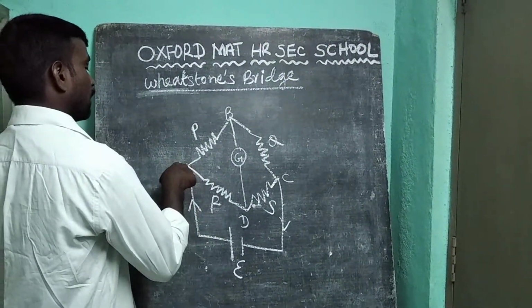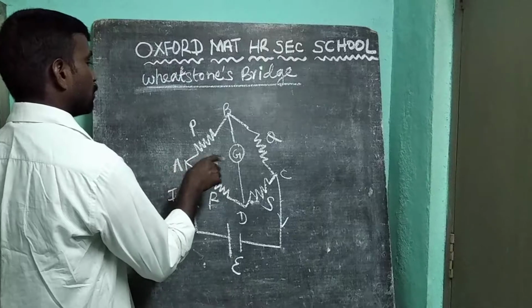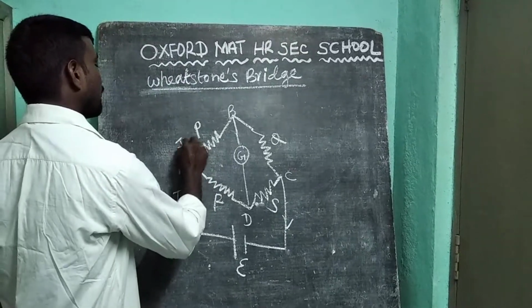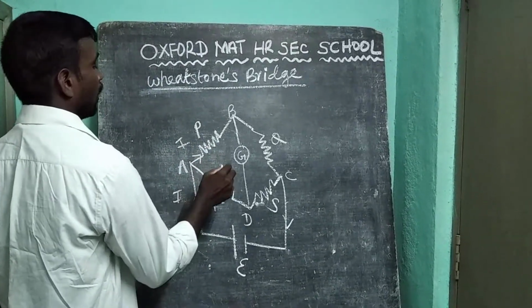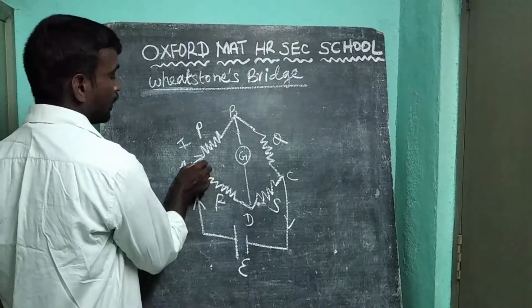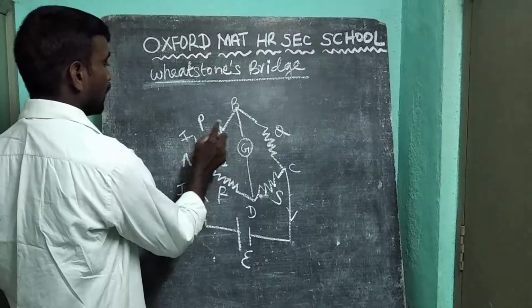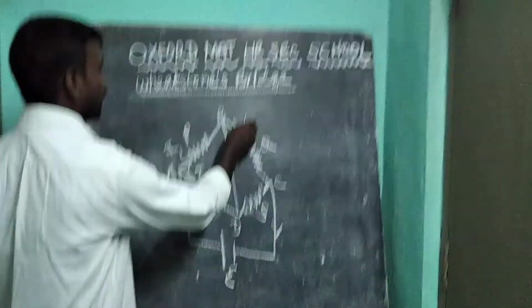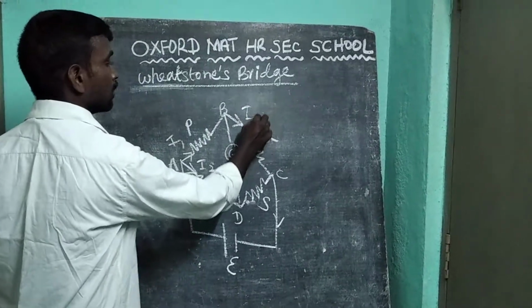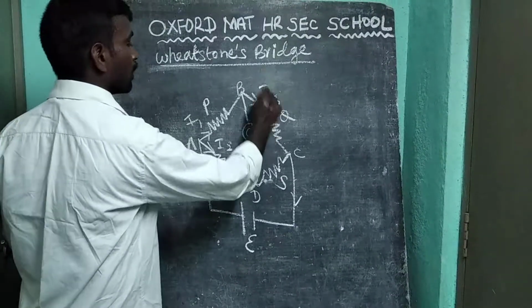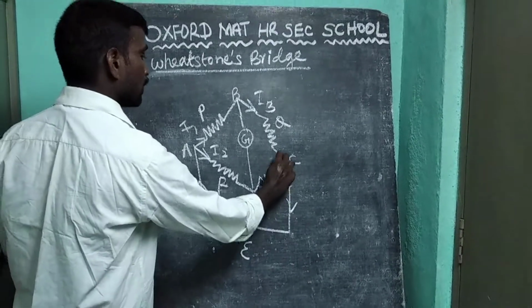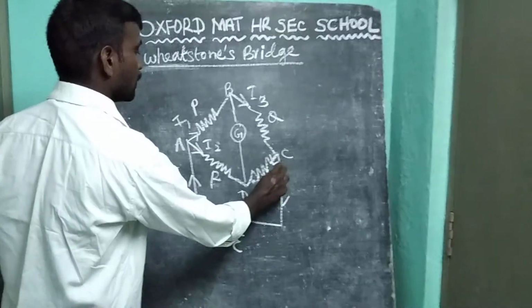At junction A, the current splits up into I1, the current entering the point B through P, and I2, the current entering the point D through R. Then I3 is the current leaving the point B, and I4 is the current leaving the point D towards C.